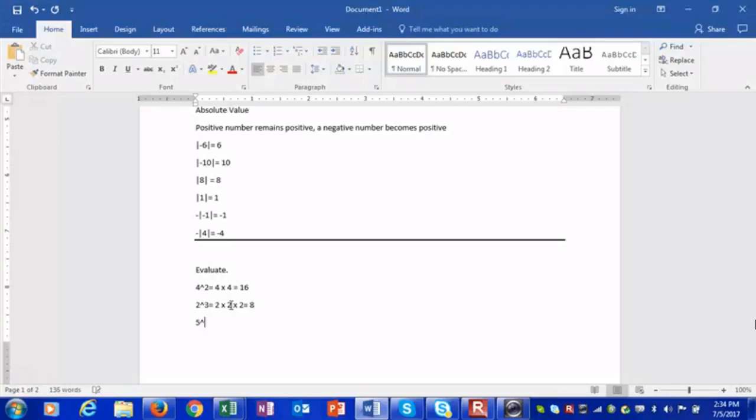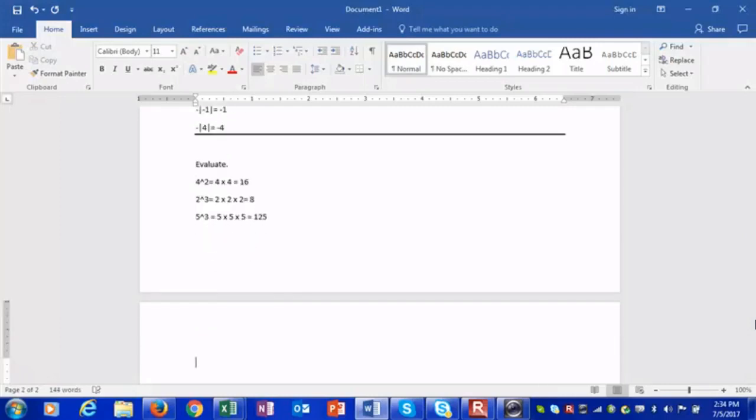Let's keep going. 5 to the 3rd power is 5 times 5 times 5. What is 5 times 5? 5 times 5 is 25. 25 times 5 is the equivalent of 125. Okay? 6 to the 2nd power is the equivalent of 6 times 6. What's 6 times 6? 36. Okay, let's do one more.